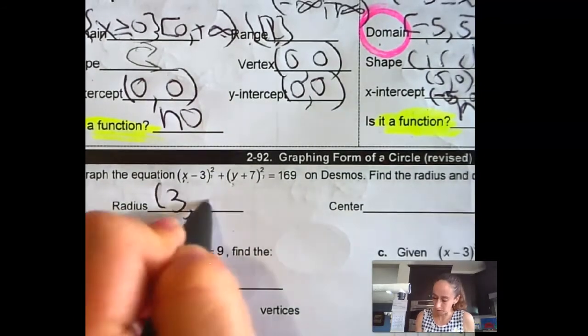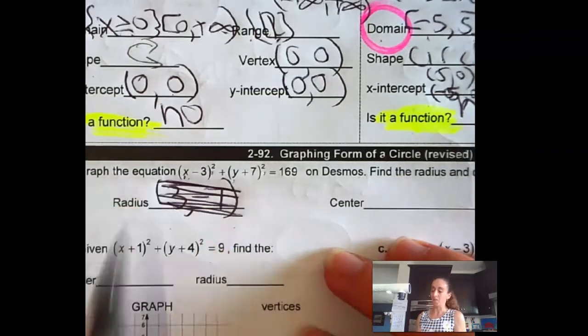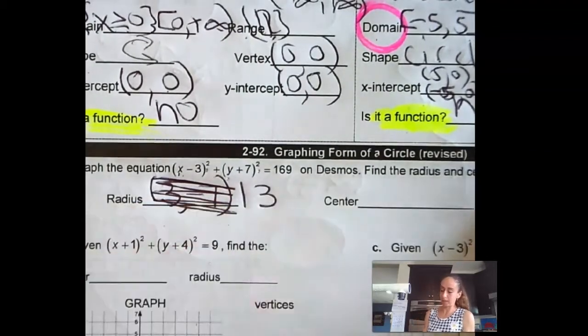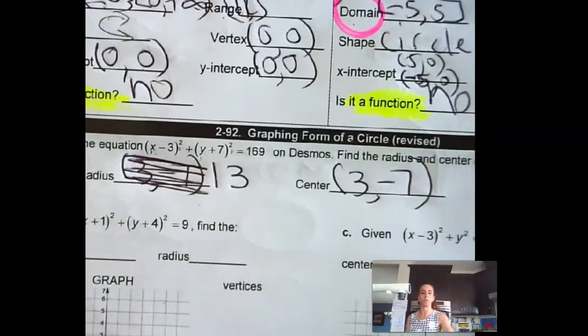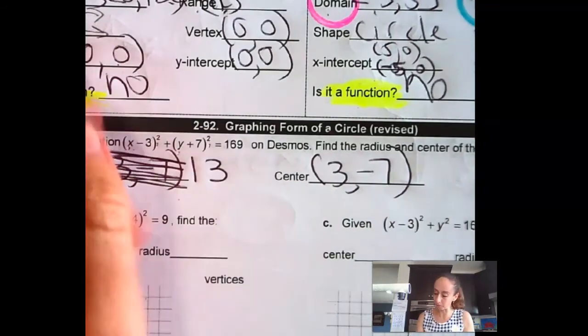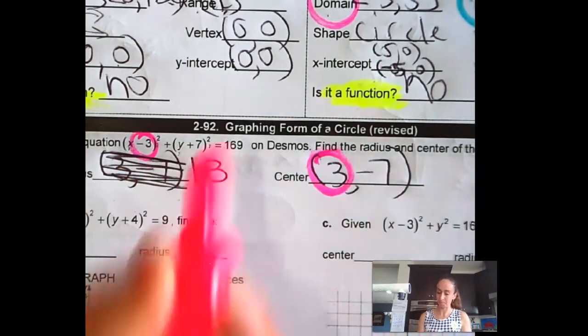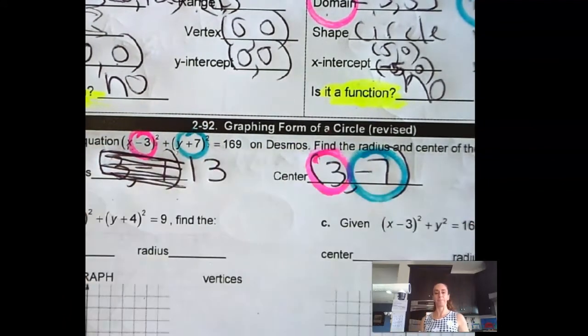The radius is 13, and the center is 3, negative 7. So take a second, see if you can figure it out. Okay. Hopefully you notice, hey, when it's in parentheses, you do the opposite.